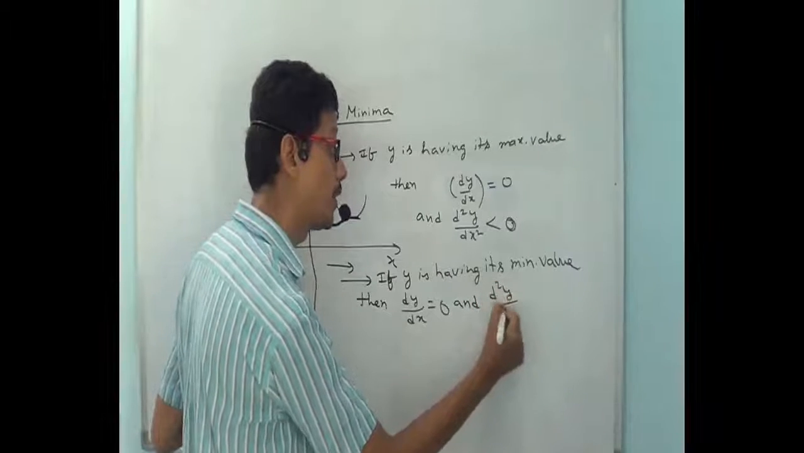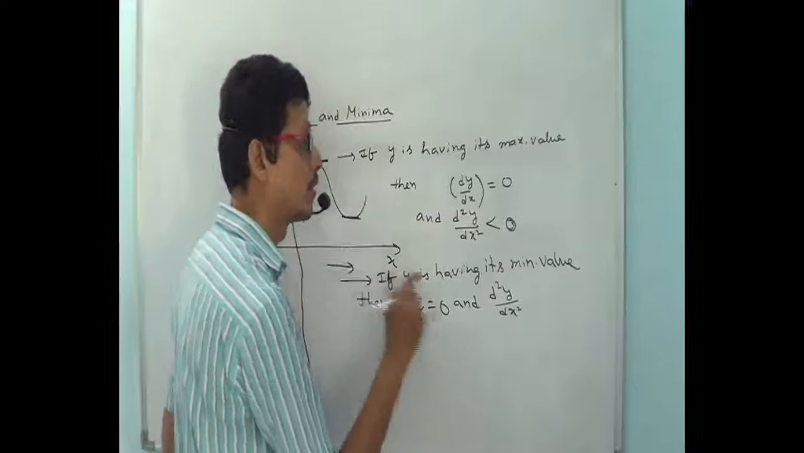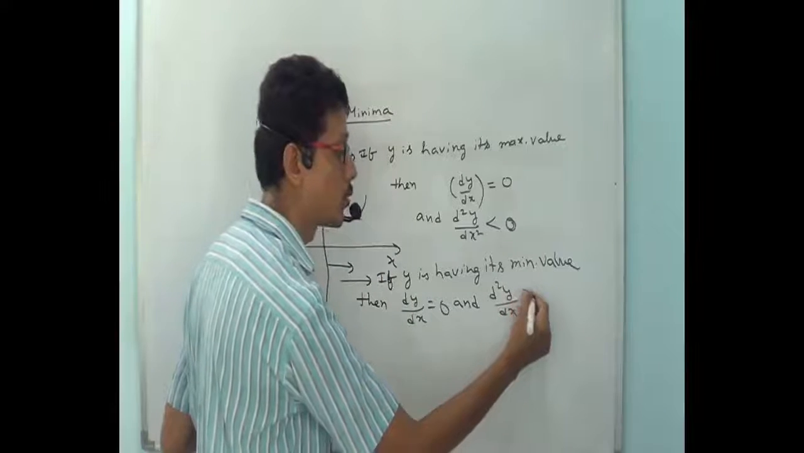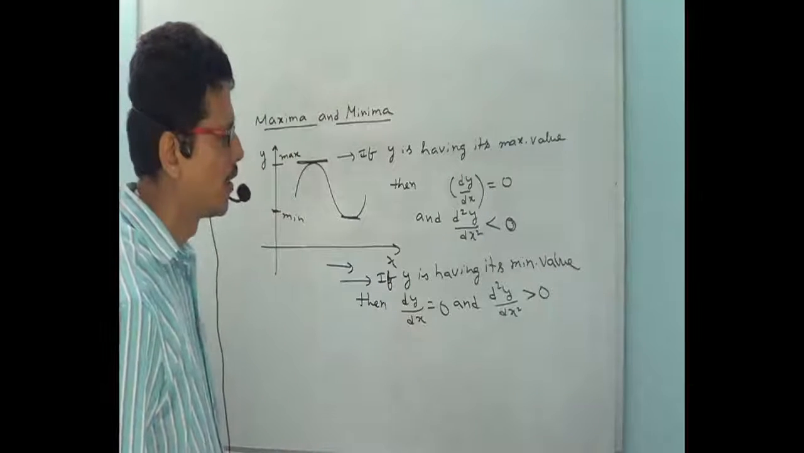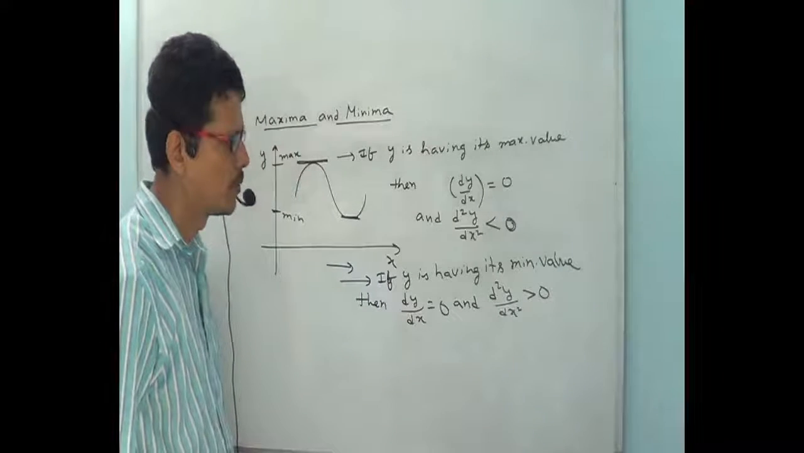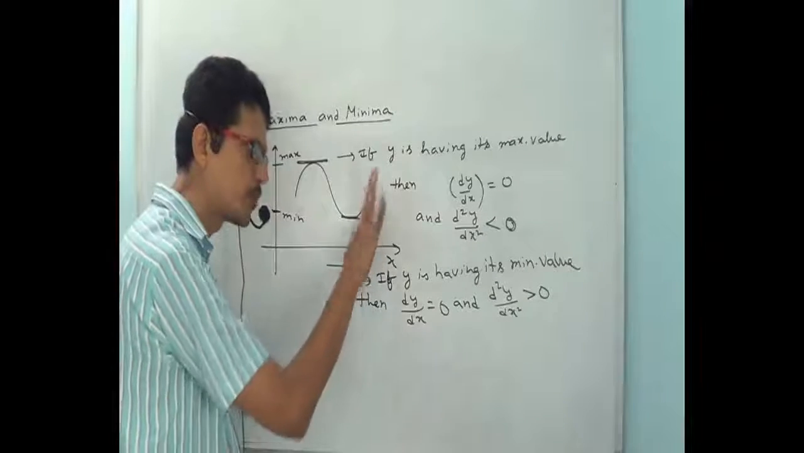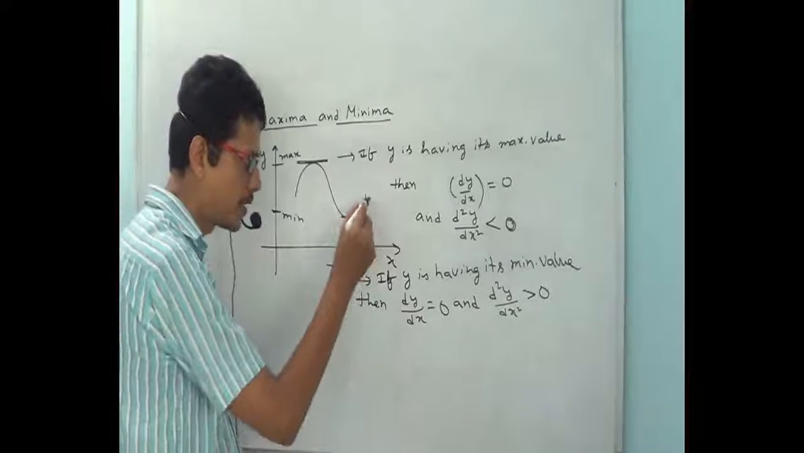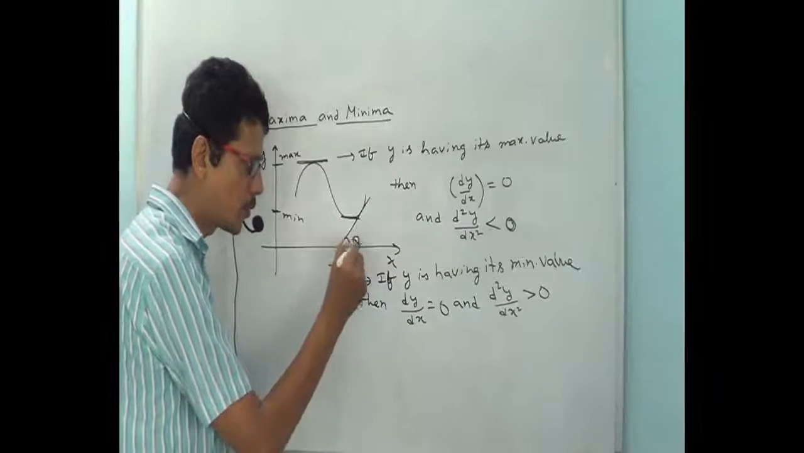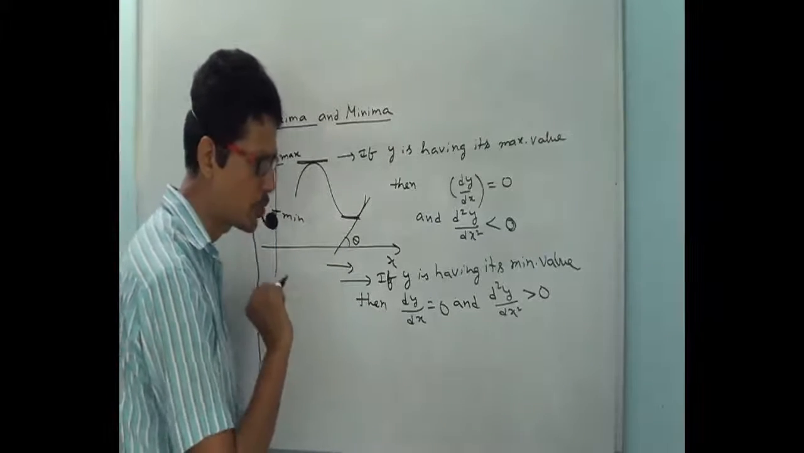And d square y by dx square, after this it is increasing, na? So this should be greater than 0. Slope is becoming positive. After this, slope is becoming positive. And if we draw a tangent here, we are getting an acute angle. That means tan theta is positive, slope is positive.